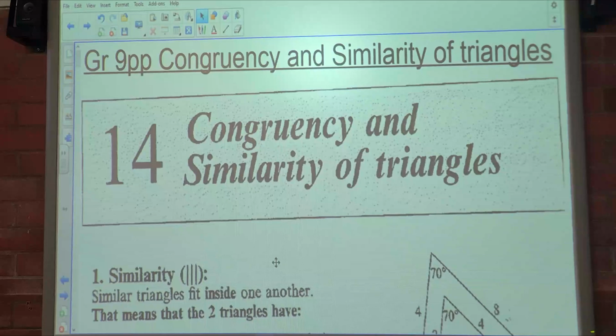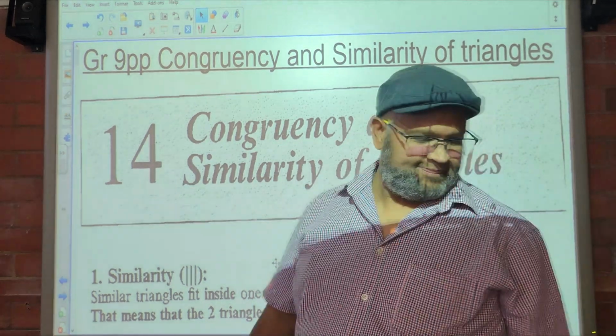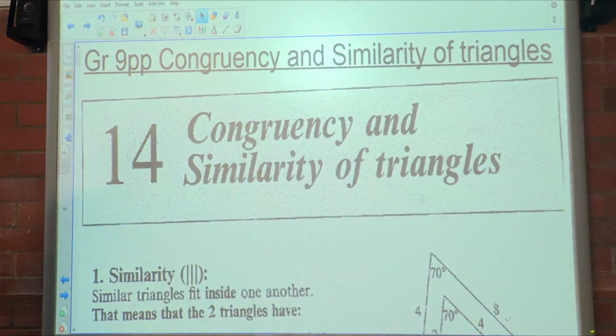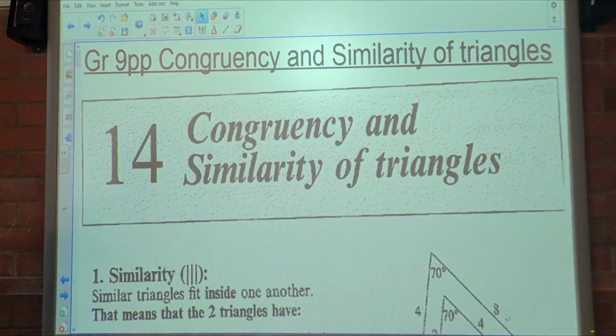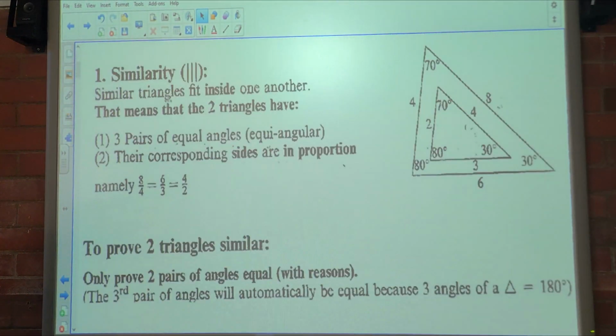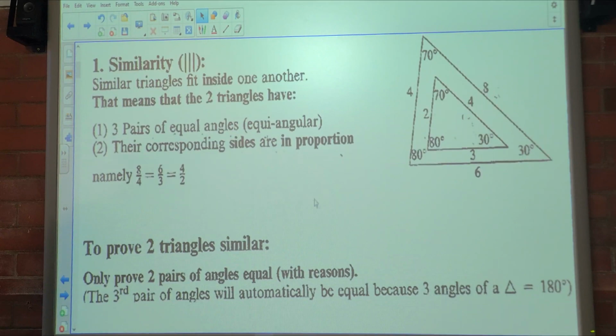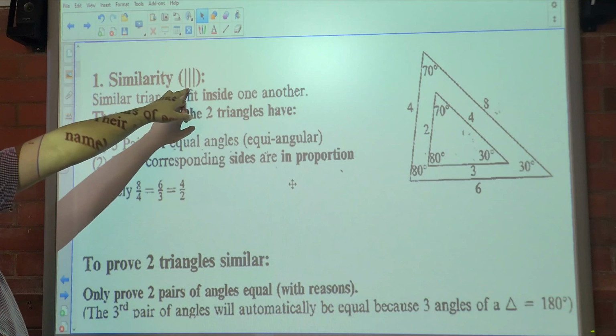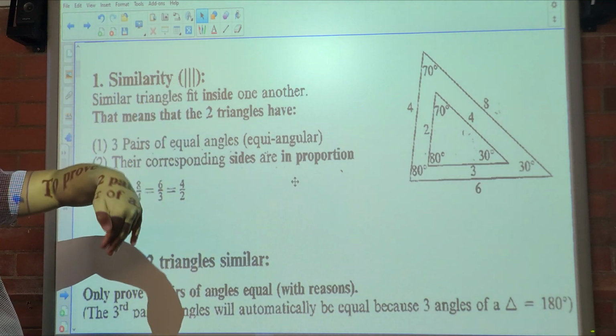Okay, good morning class. So today we're looking at congruency and similarity of triangles. In this lesson in particular, we're going to look at similarity only. The mathematical notation for similarity is these three straight lines going down.